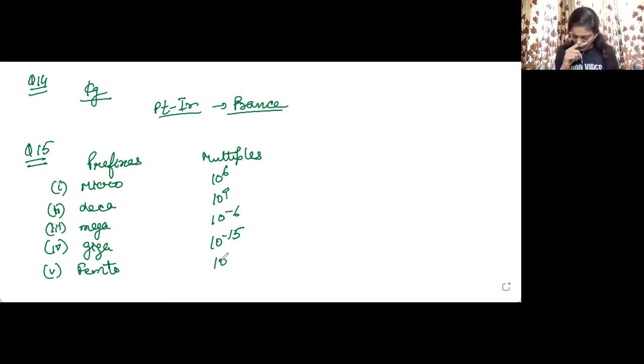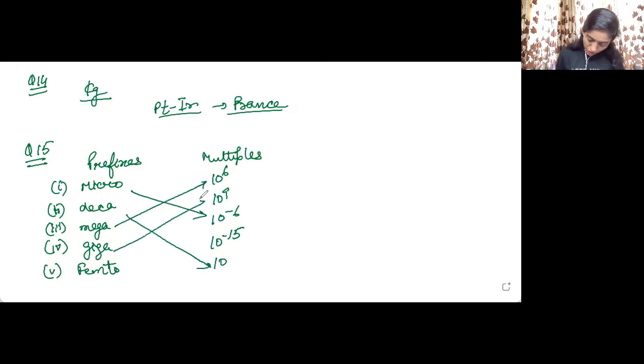So I think you must be knowing these prefixes. Micro is 10 raised to the power minus 6. Deca is 10. Mega is 10 raised to the power 6. Giga is 10 raised to the power 9. And femto is 10 raised to the power minus 15. So this is the answer.